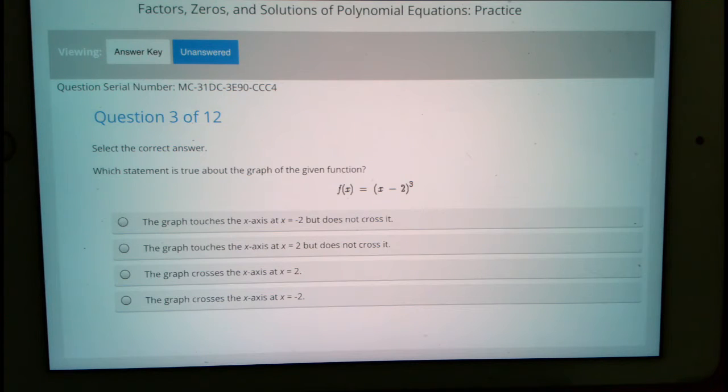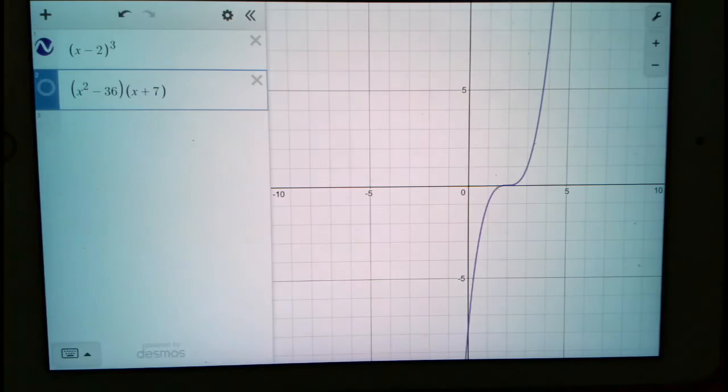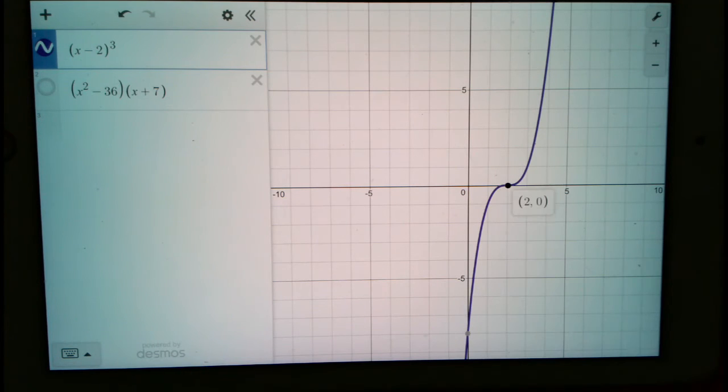Once again, what I've suggested in an earlier video is that Desmos might be something that can help you answer this question. So if we go over here to Desmos, I have it typed in right here. And when I touch on it, we do see that the graph does cross the x-axis at 2. I'd also like you to notice the shape of this graph, kind of a sideways S. It is the graph of a cubic function, cubic being to the third power. And that's going to be important in another question later on.